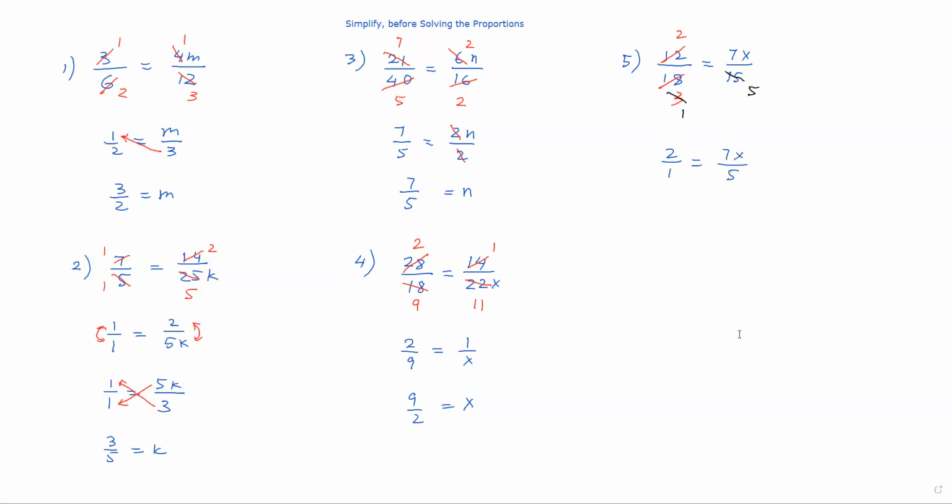Now again, we can use the crisscross method, meaning that 7 will go downstairs and then 5 will go upstairs, diagonally across the equal sign. So it gives us 2 times 5 over 7 equals x. 2 times 5 we can multiply, so it's 10 over 7. And that's our final answer.